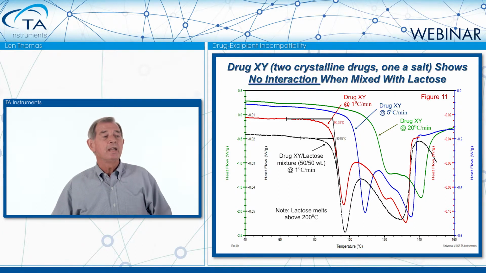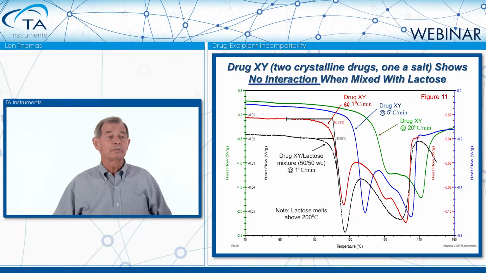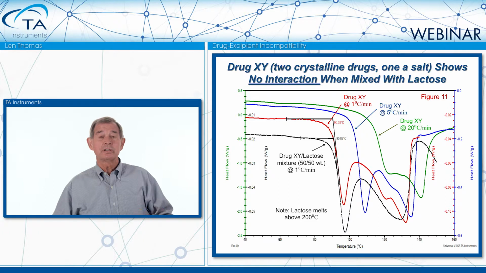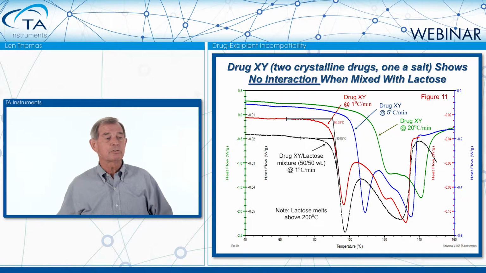If we drop our rate to 5 degrees per minute, which is our blue curve, we again see two distinct peaks. Now, notice that there's a little better resolution between those two peaks at 5 as compared to 20, and that's very normal. The slower you heat, usually the better the resolution of overlapping transitions.